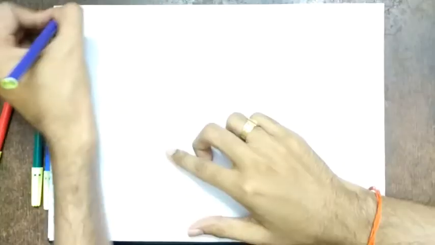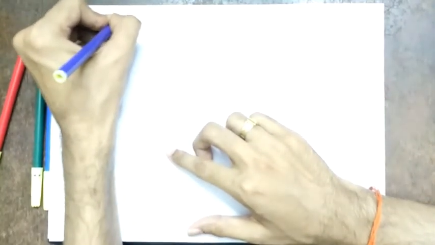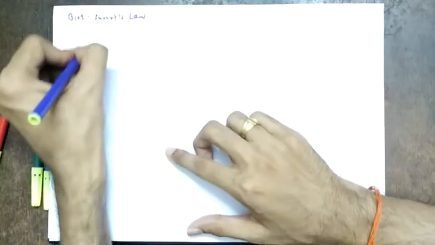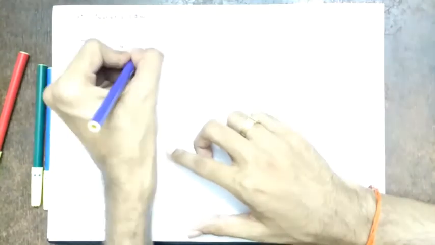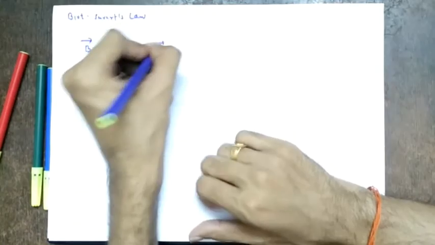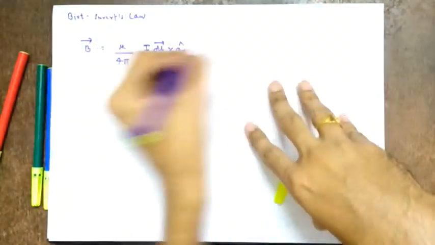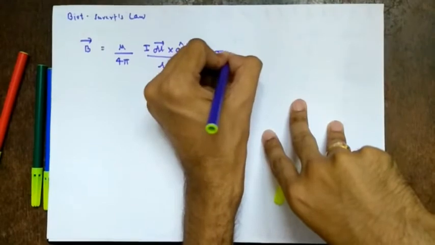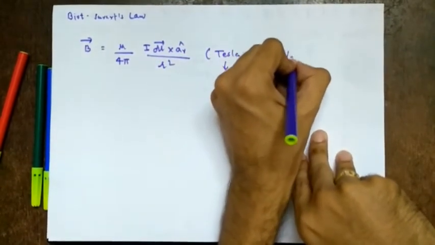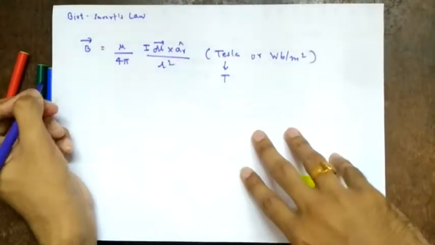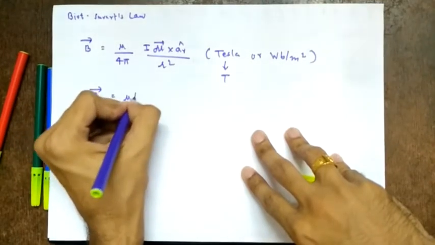For that we have a new law which is called the Biot-Savart law. It is given as B vector equal to mu by 4 pi, I dl vector cross ar cap upon r square. The unit for B vector is Tesla, written as capital T, or Weber per meter square. B vector is also equal to mu H vector.